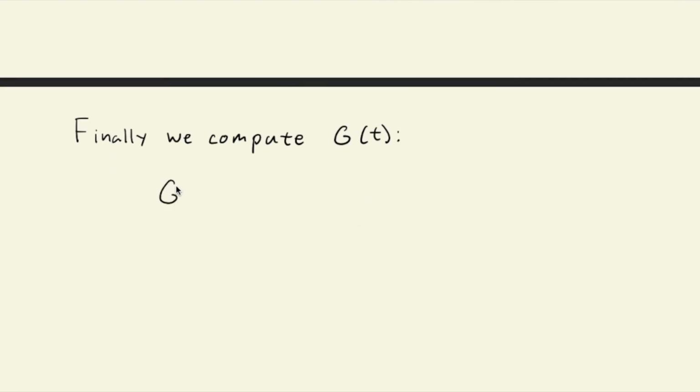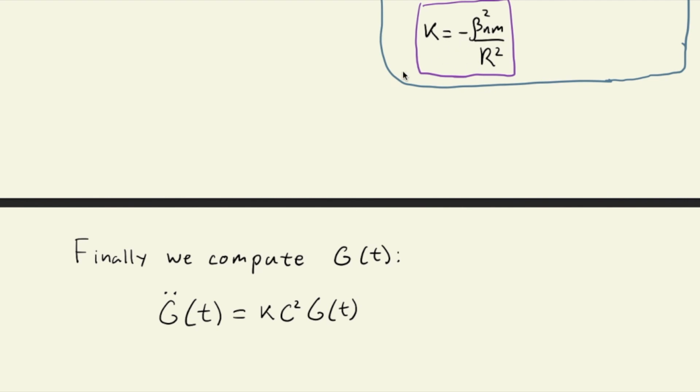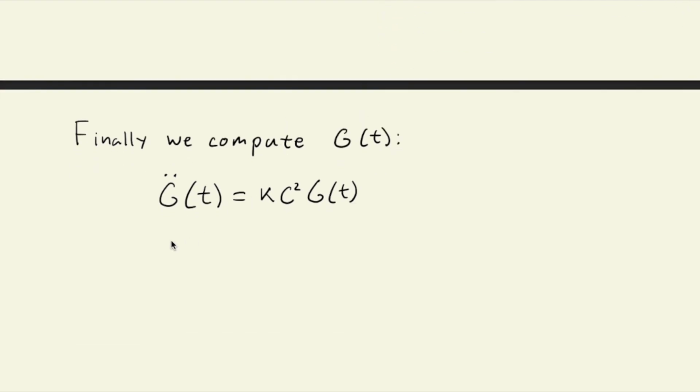So g had to satisfy this pretty simple differential equation, k c squared g of t. But now that we fixed the values n and m, and then we fixed the constant k, we get the following equation. I'm going to write g_nm double dot of t, and I'll substitute what k has to be. It's negative beta_nm squared c squared over R squared times g_nm of t.